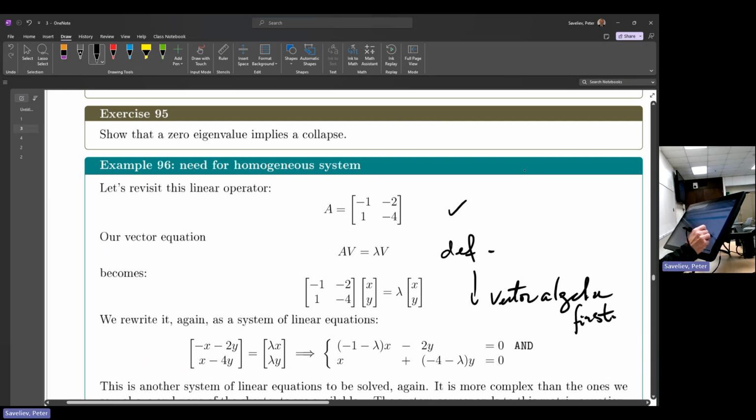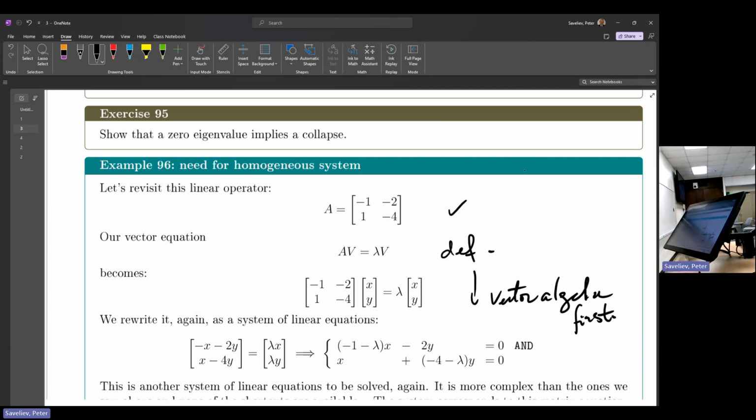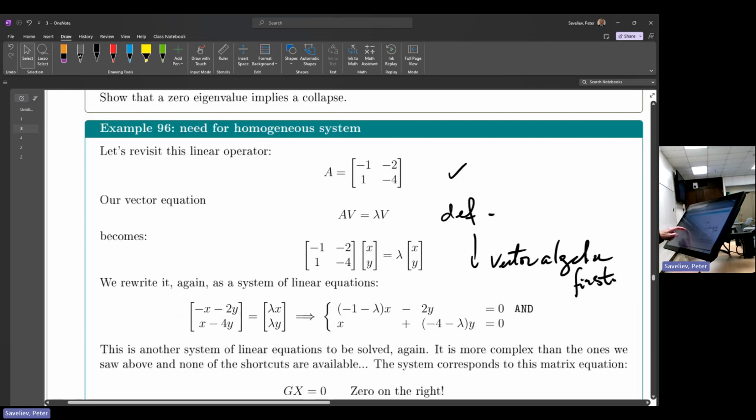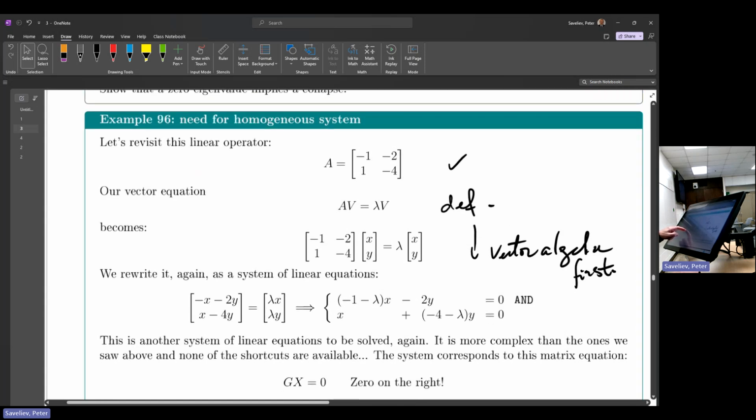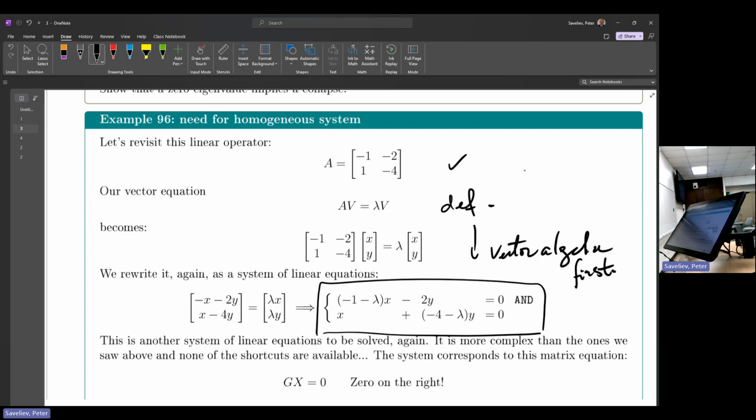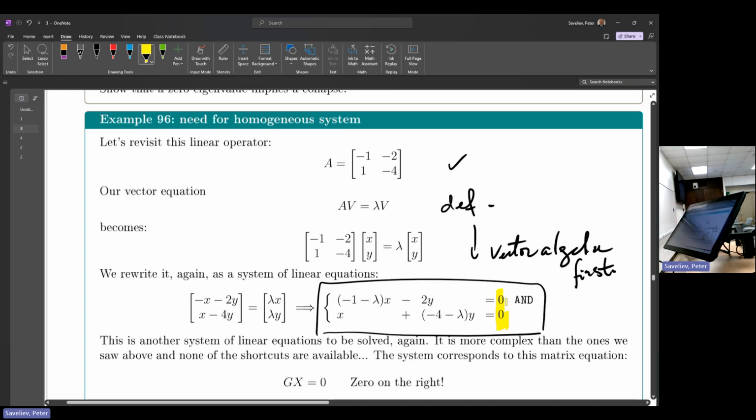Okay, and as you can see here, can you see what has happened here? I have created a new system. This is my new system, a system of equations over x and y with unspecified lambda. It's just the way it was before, but the good news is I have a 0 on the right. That is a much simpler situation than the original one.